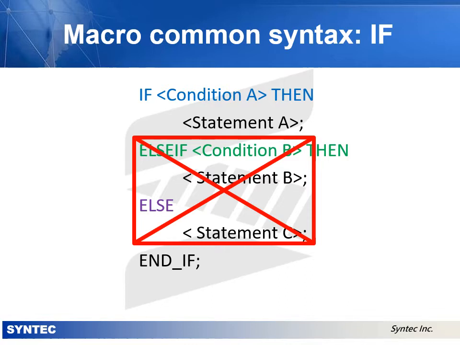The condition is equality, such as equal to something, is greater than something, is less than something, is not equal to something. The statement is the action to perform when the condition is true. Note that you only need to add a semicolon after the statement and end if, not after then.